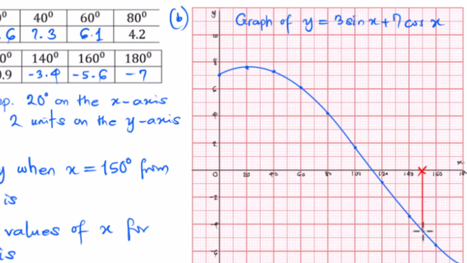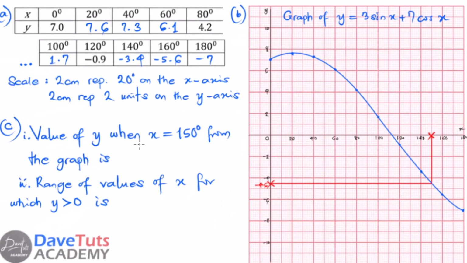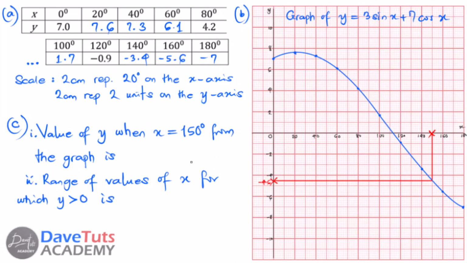So at the point of meeting the curve, we can trace to the y-axis, and looking at that, this is our point of interest here. And if you are looking critically, this will be minus 4, minus 4.2, minus 4.4, and then minus 4.6. So the value of y when x is 150 degrees from the graph is nothing but y is equal to minus 4.6. Now you can use your calculator to also try and evaluate that.